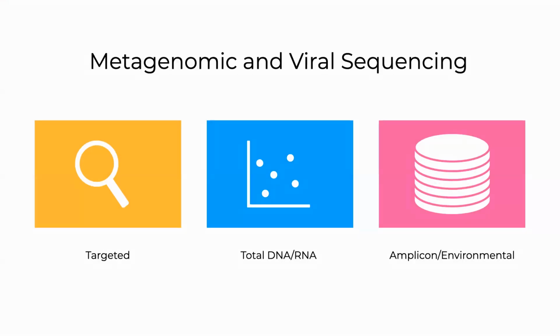So metagenomic and viral sequencing could be of several different types. For example, targeted sequencing, which means that specific sequences are amplified. And by looking at those amplified sequences, we can search for specific viruses. It's a lot similar to real-time PCR, where we are only looking for a specific strain, or we're looking for a specific family of viruses.